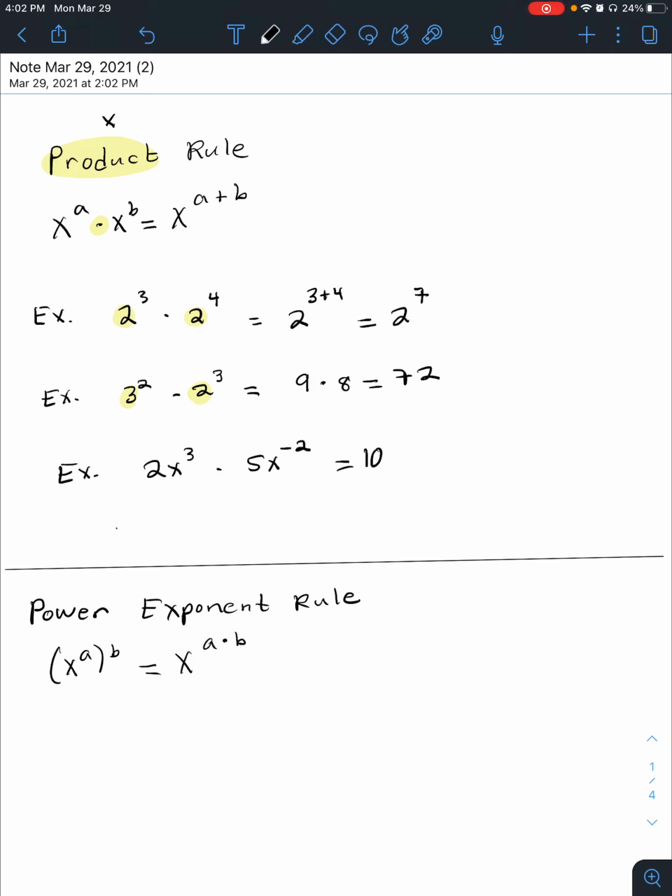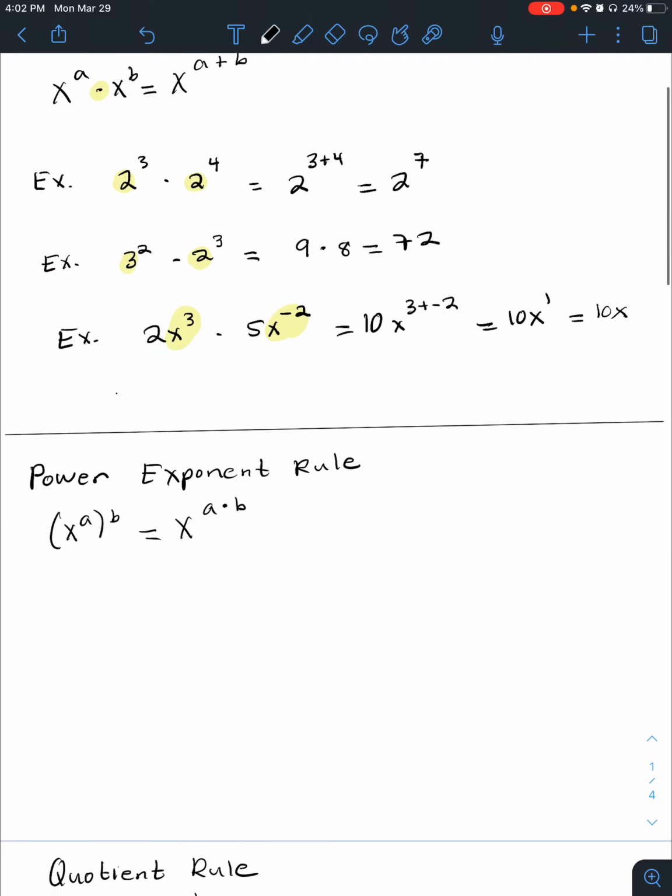However, for the x cubed and the x to the power of negative 2, we can use exponent rules here. They both have a base of x, and we can do 3 plus negative 2, which is x to the power of 1, which is just x. So the answer is 10x. These are your typical examples of the product rule.